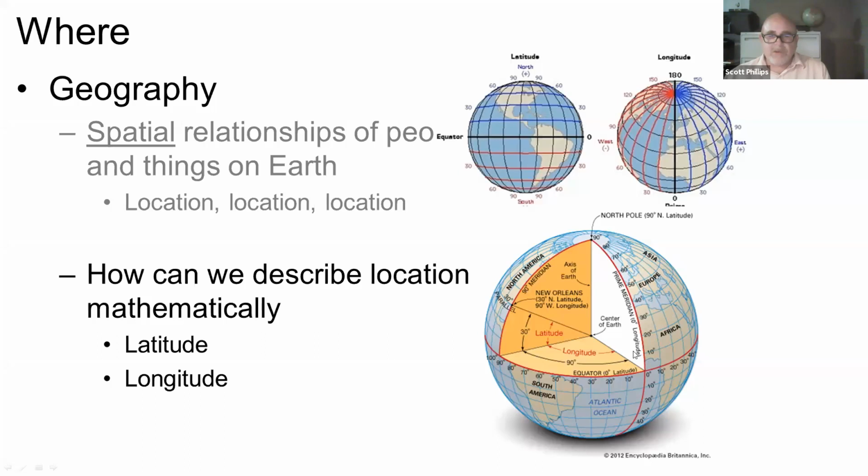Longitude is measuring around the Earth. And if you spin around once, you make a 360-degree turn. And likewise, there's 360 degrees of longitude around the Earth. And when we measure, we divide it in half, 180 degrees east, 180 degrees west.